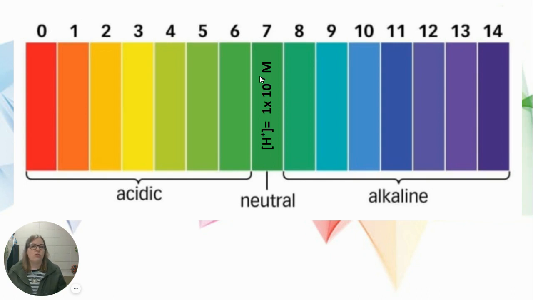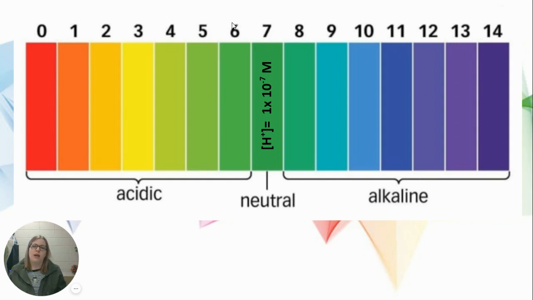Anything that's higher in concentration than 1 times 10 to the negative 7th molar hits acidic territory. And on this pH scale, it goes to 0, but you should know that you can have negative pHs. It's totally normal. So if I have a concentration of 1 times 10 to the negative 6th, that is going to be a pH of 6. 1 times 10 to the negative 5th is 5, and so on and so forth.